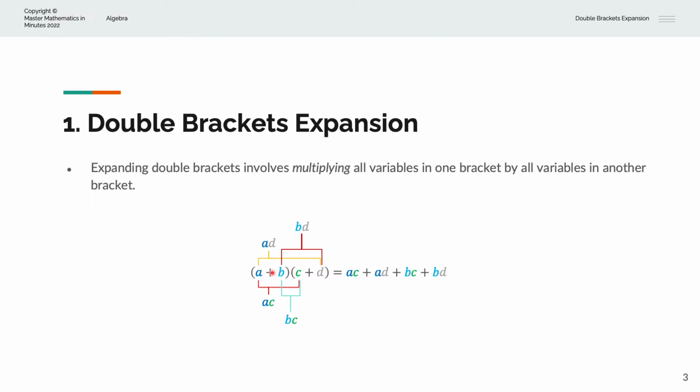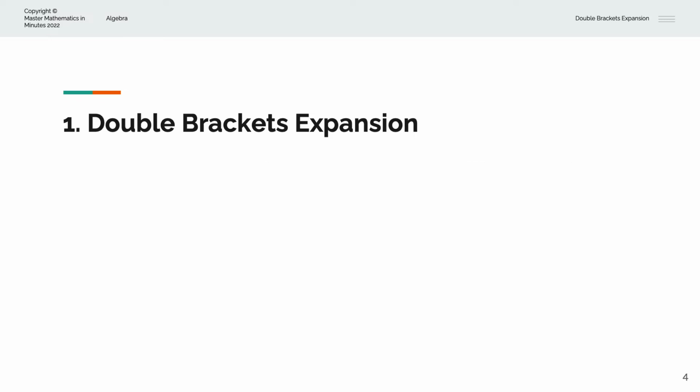So we have plus signs in the brackets. What happens if we have negative terms? Let's have a look at this on the next slide. Let's consider an example where we have negative terms. So with a minus b multiplied by c plus d.